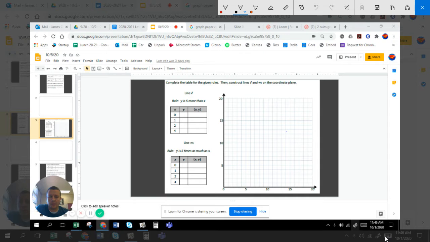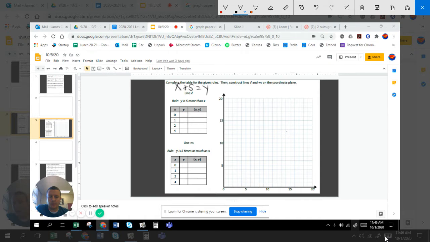So when we look up here, it says complete the table for the given rules, then construct lines L and M on the coordinate plane. Okay, so we've got to complete this. We know the rule: Y is 5 more than X. So whatever X is, I'm going to add 5 to it, and that will tell me what Y is. Because Y is 5 more than X, to make those equal, I'd have to add the 5 onto X.